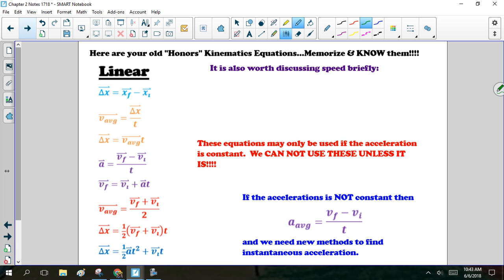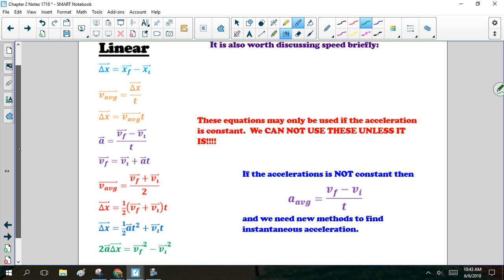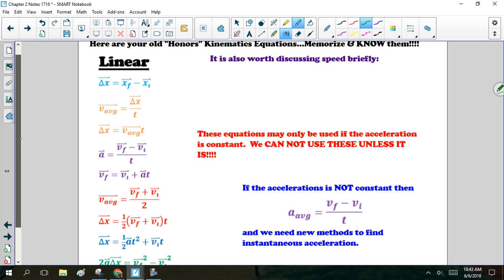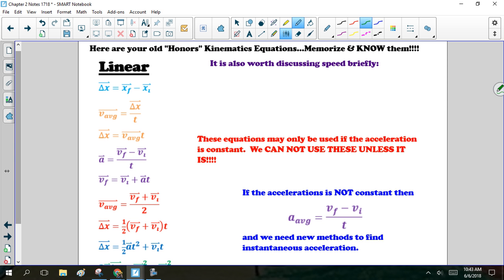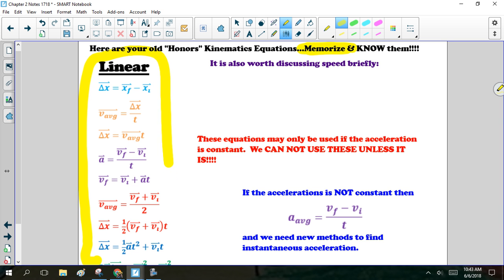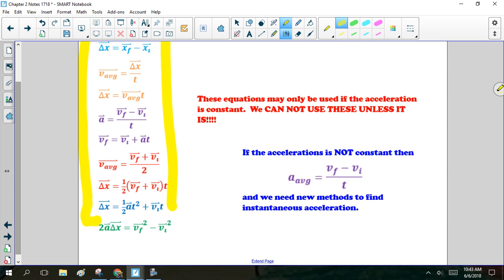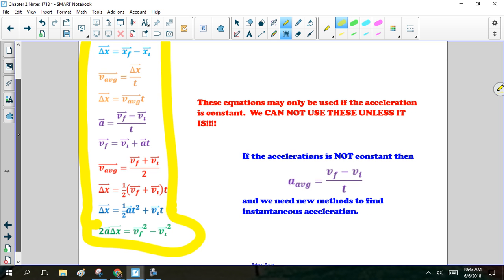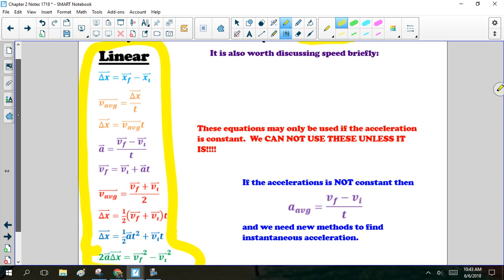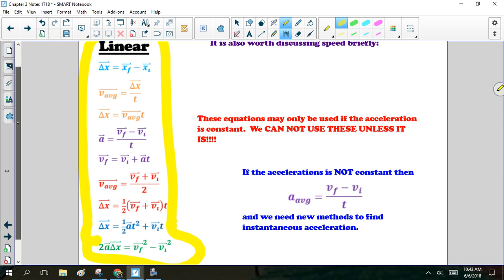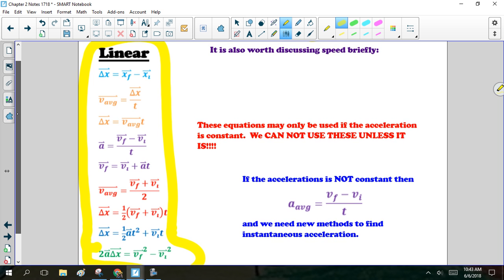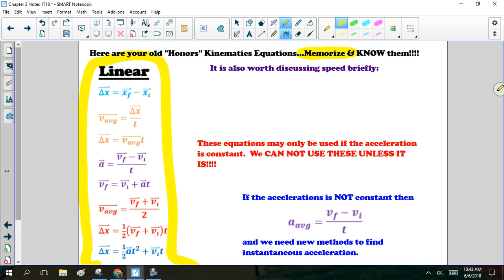Here are all of your old equations from last year. These should hopefully all look familiar. You should 100% memorize all of these equations, except that I need to scroll the page down so you can see them all. There they are. So you should memorize all of those. Now, a couple quick comments about them. Also worth discussing speed briefly. We already did that. Check.